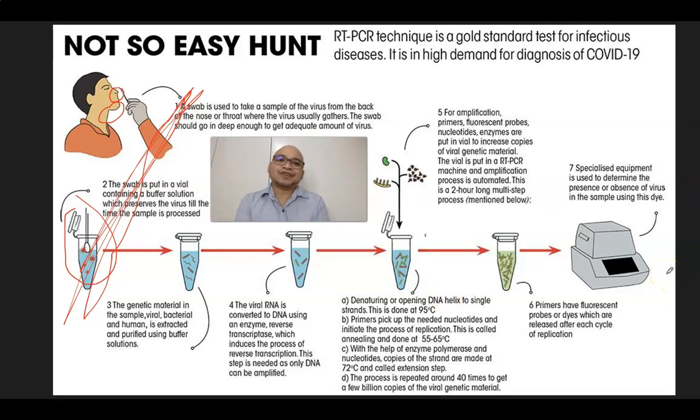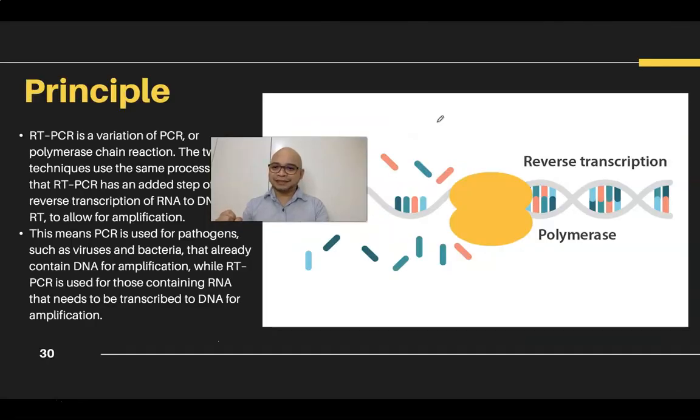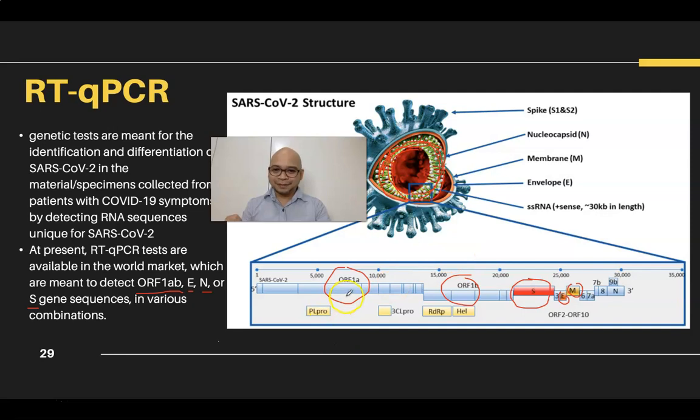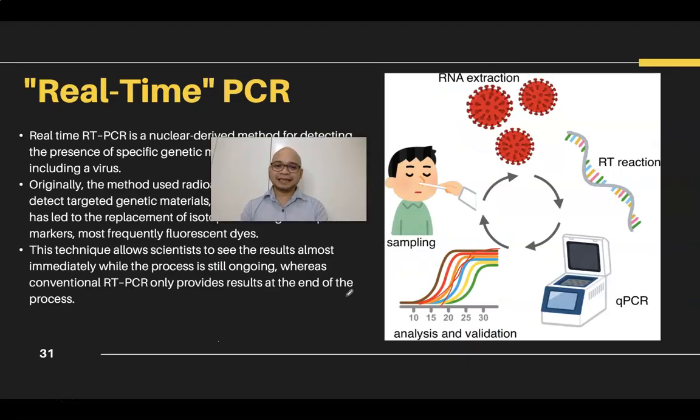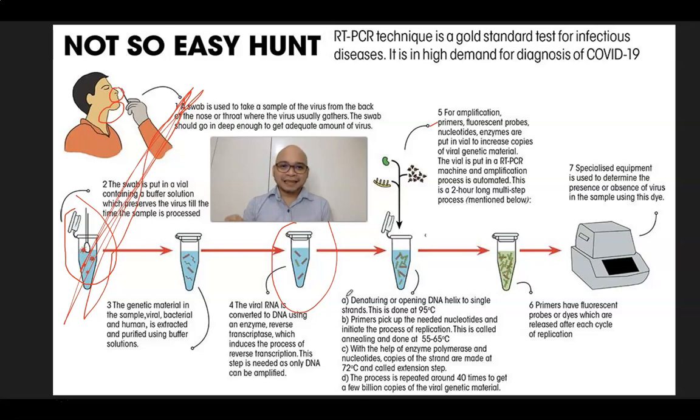Okay. For amplification, what are the things that you will be adding here in the vial? Now that you have converted the RNA into cDNA, these are the things that you will be adding. So primers, you will be adding primers. Okay, what kind of primers? Well, these are the primers that you will be needing: primers that will detect the ORF1AB, E, N, and S gene sequences.